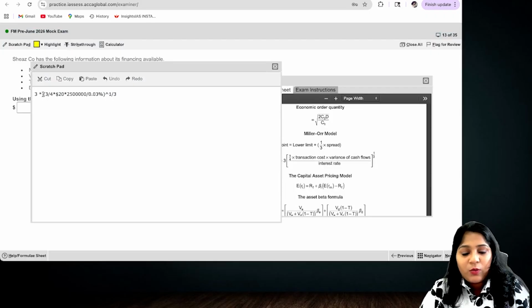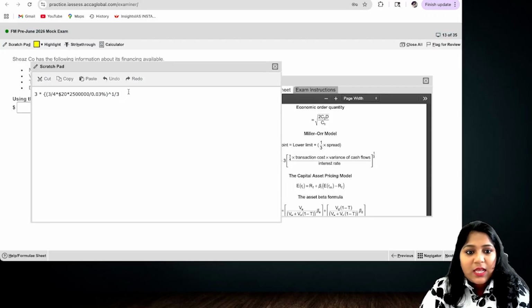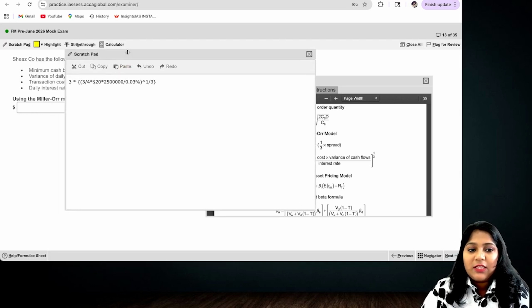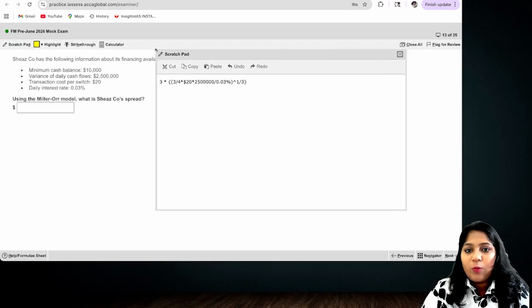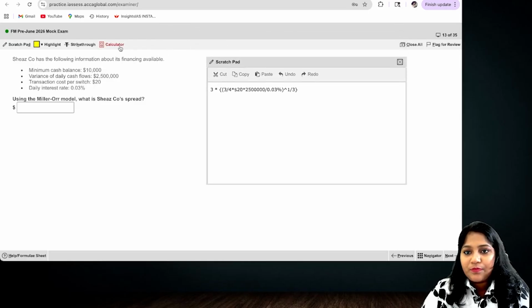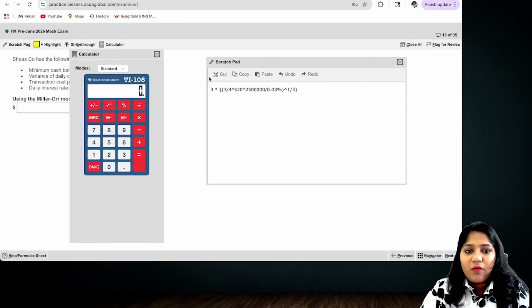Now, whatever answer you get from this, you will go ahead and multiply with 3. That is the spread part. Now, I'll close the formula sheet. Open what? Open the calculator. Now, guys, for the inside value, use the regular calculator.